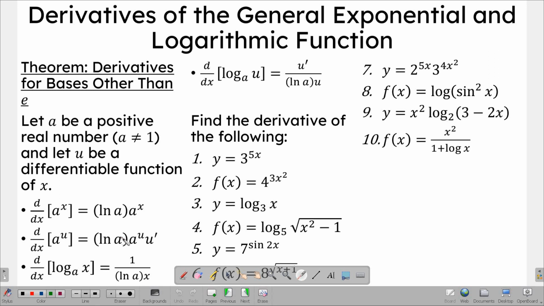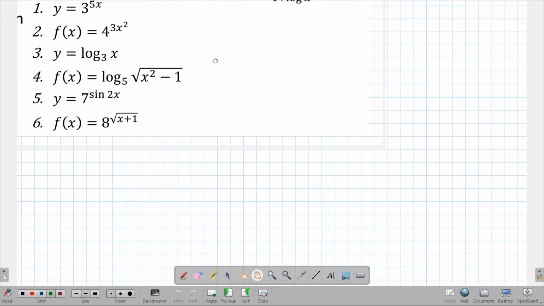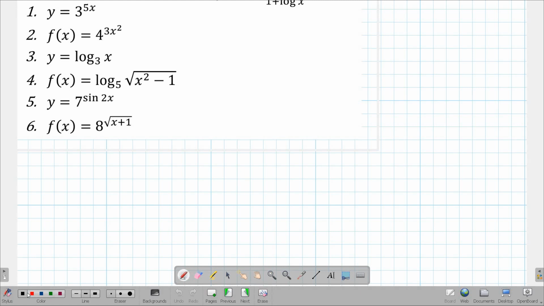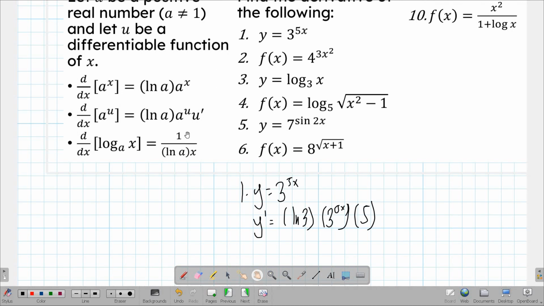So let's do that. Let's first do it for number 1, 2, 3, and 4. So first for number 1, we have y is equal to 3 raised to 5x. Hence, we're going to find the derivative of this. y prime would be equal to ln 3 times 3 raised to 5x times the derivative of 5x, which is 5. So just double checking the formula, that's ln a raised to u.